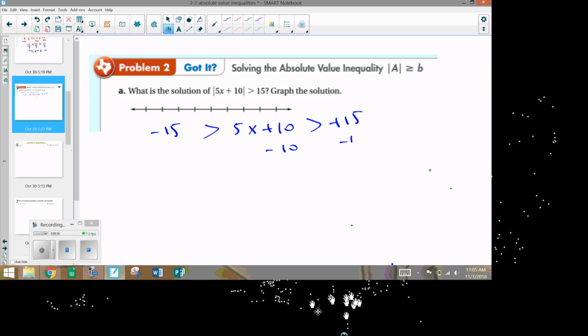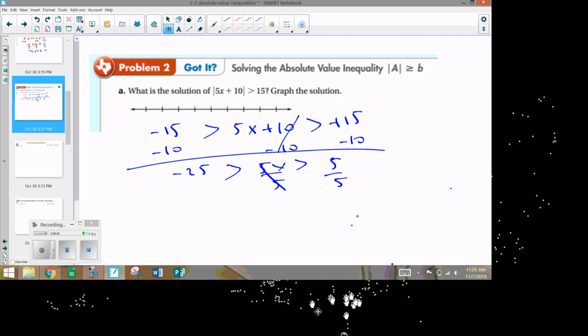Subtract 10. Cancels out 5x, put that in the middle. 5, negative 25. Divide both sides by 5. X, 1, -5. Okay, this is the correct answer.